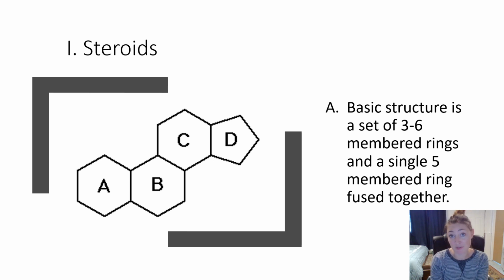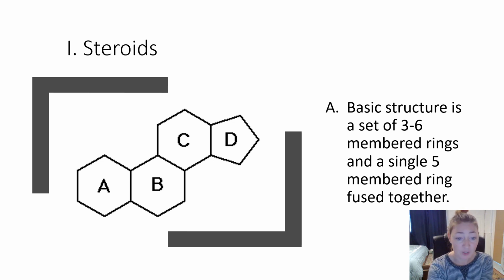All right, so steroids have a really unique looking structure compared to all the other lipids that you've seen. They don't have ester bonds, there aren't 3 fatty acids, there's no amide linkages. They are so unique. So steroids, their basic structure is a set of 3 six-membered rings and a single 5-membered ring fused together.